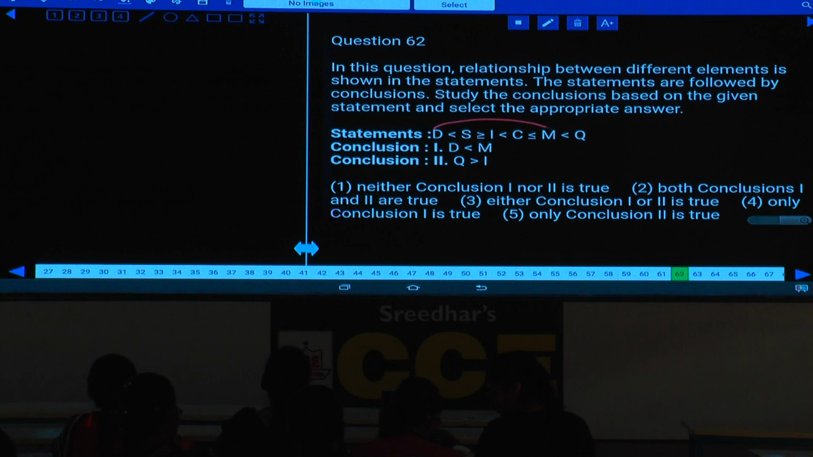Now between D and M, if you observe here, there is 1 lesser than, 1 greater than, 2 opposite symbols. As 2 opposite symbols, no relation can be drawn between D and M. Next one, Q and I. I is here and Q is here between these two. Tell me which symbol is common?